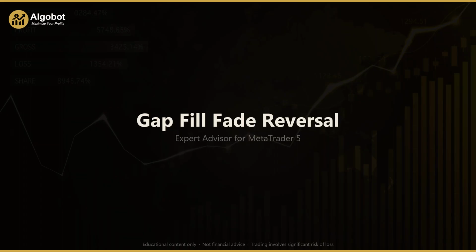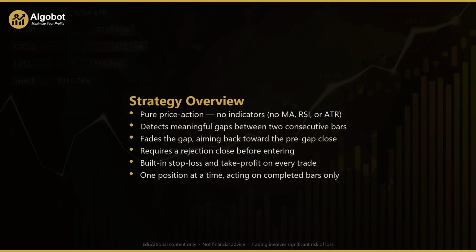Let's get started. Let's begin with the big picture. Gap Fill Fade Reversal is a mean reversion strategy. The core idea is something many traders observe on the charts. When price suddenly jumps away from where it was trading, leaving a visible gap, it very often drifts back to fill that empty space before doing anything else. This strategy aims to take part in that snapback move. Rather than chasing the jump in the direction it traveled, the strategy fades it, meaning it leans the other way and targets the level price came from.